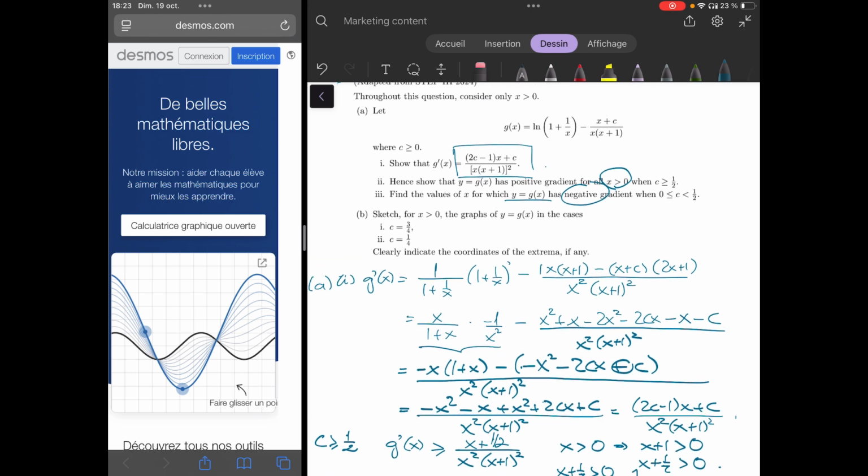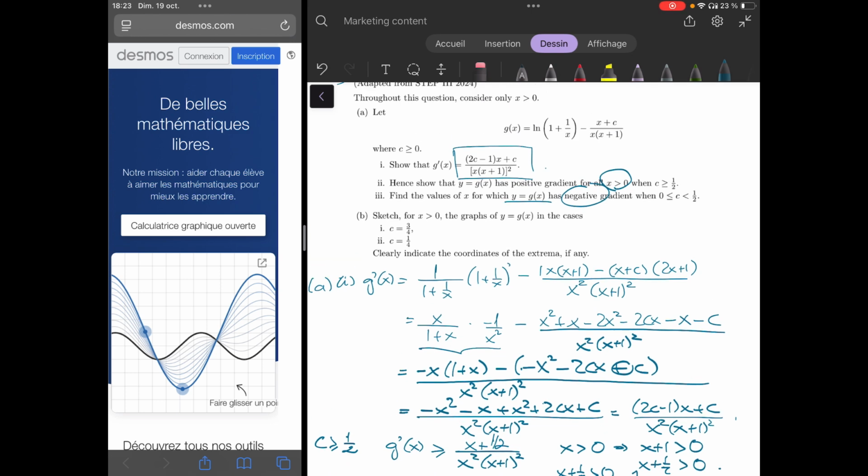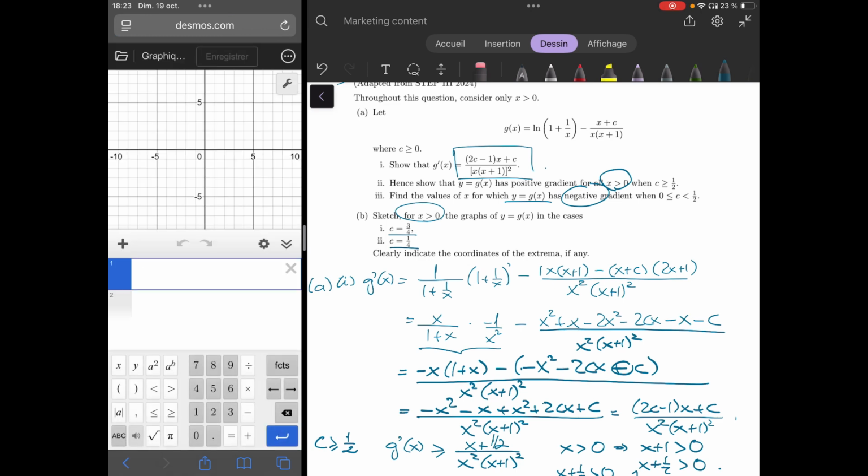Moving on to part B. Now you're asked to sketch the graph for positive values of x, the graph of g when c is 3/4 and when c is 1/4. So this is where Desmos is going to come in very handy.